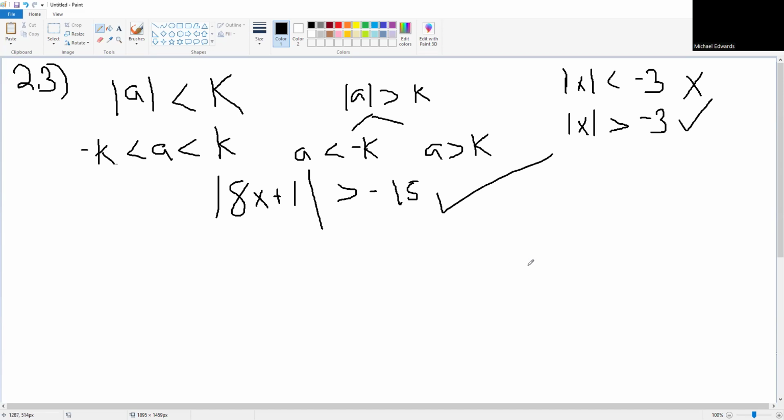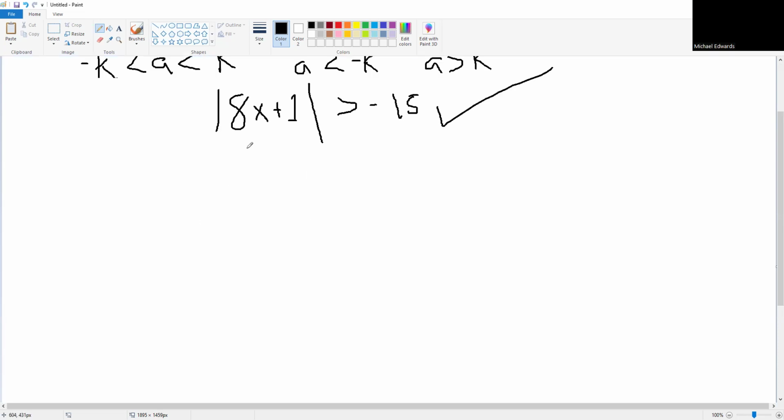Now, will the book ask you for intervals for those? Yeah, I believe it will, because you still need to know the intervals. So let's solve it. We know it's all going to work, but let's go ahead and solve it. So to re- the absolute value is by itself, so we can't simplify that.